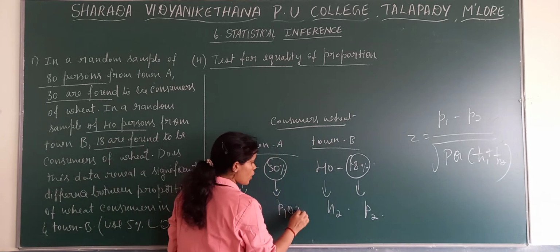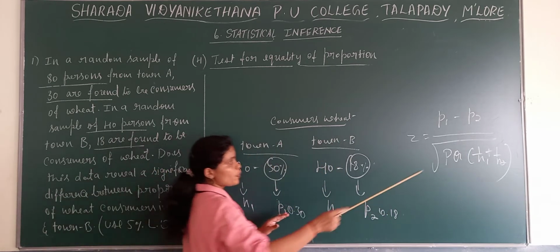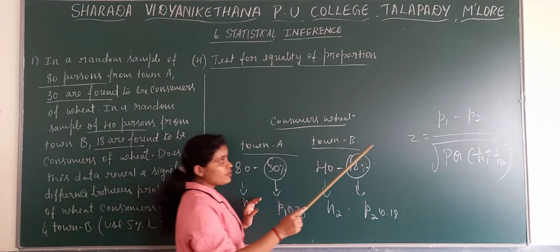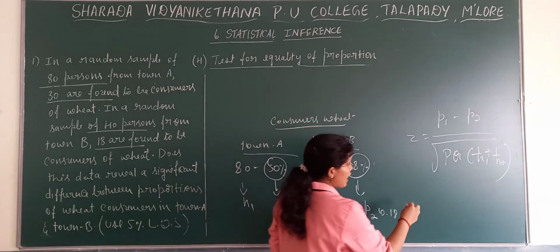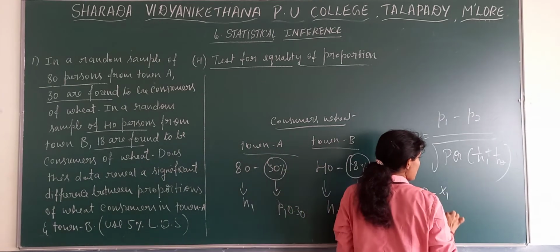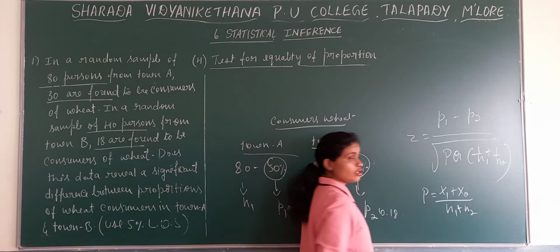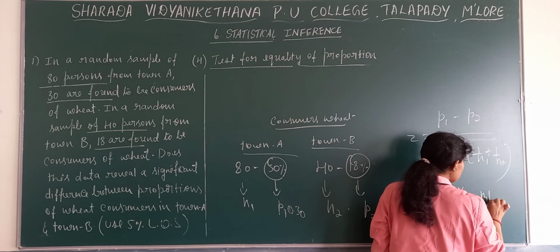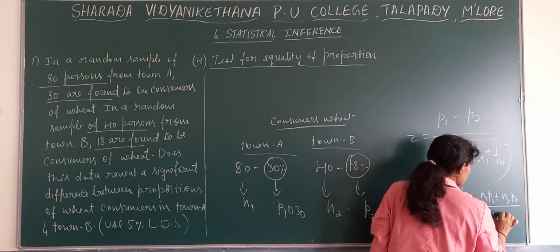How we need to take 0.30 and 0.12. These are the direct proportions. When direct proportions are given in the form of percentage, the calculation of P, that formula also differs. Usually we have X1 plus X2 divided by N1 plus N2, or else one more formula is given, that is n1 into p1 plus n2 into p2 divided by n1 plus n2.